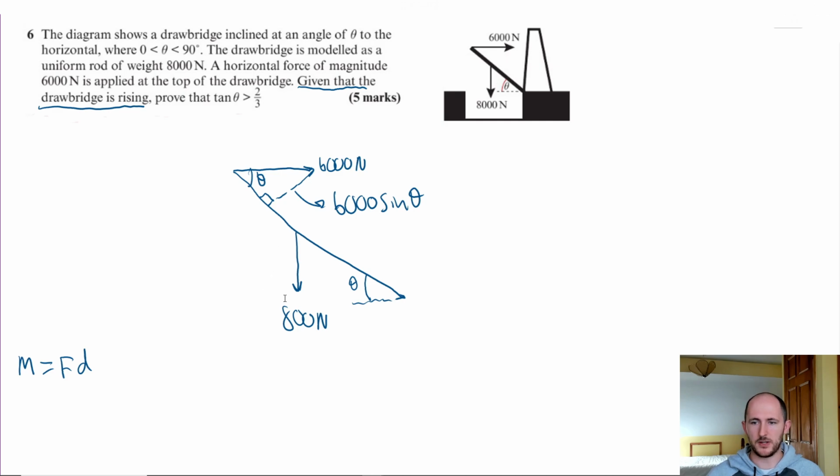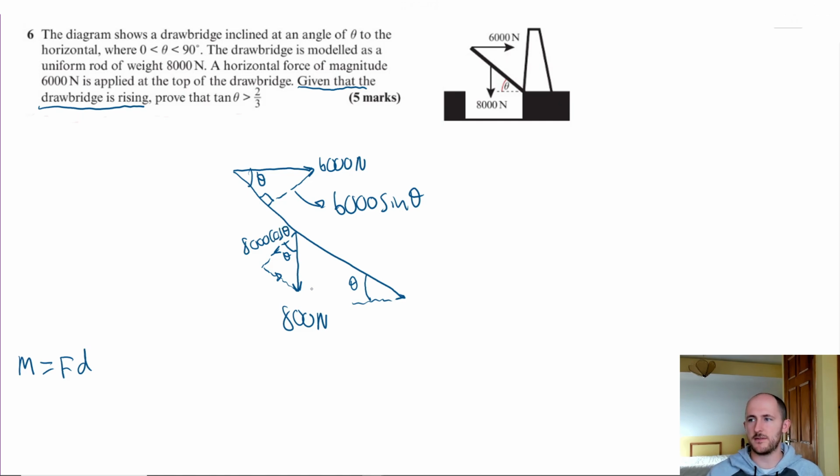Okay, and what about when you have a weight like this? Well, there's another geometrical trick. We're going to split it like this. And the angle here is also going to be theta. Now in this case, we want the perpendicular side, which is this side over here. So that's adjacent to theta, and we have the hypotenuse. So that is going to be 8,000 cos theta.